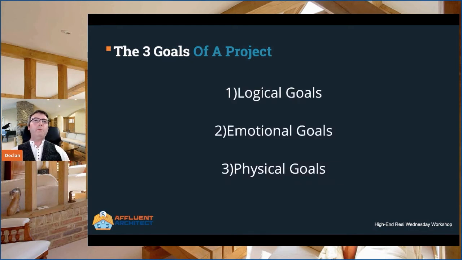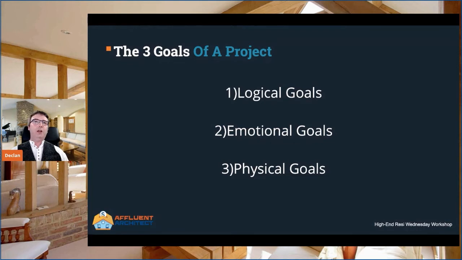Now, if you remember back to our previous workshops, a client has 3 goals for a single family resi project. They have logical goals, they have emotional goals, and they have physical goals. The logical goals are all the functional results of the project, such as how you deliver your services, saving time and money, and all that kind of stuff. The emotional goals are the emotional reasons they want to build a new home, and these can be both negative and positive. And the physical goals are the parts of the house that fulfill these emotional goals.